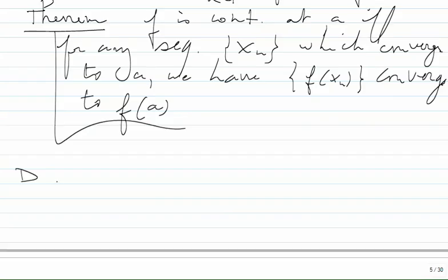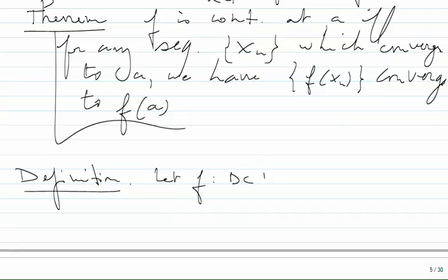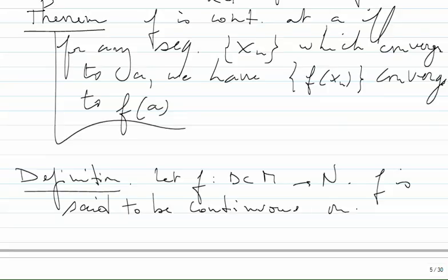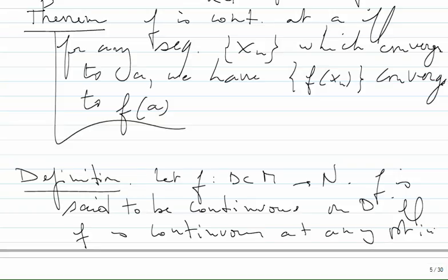We have a new definition. Let f go from D inside M into N. f is said to be continuous on D if and only if f is continuous at any point in D. So this way we have a global definition, because the original definition of continuity is local at a certain point, and now we have a global definition of continuity on the entire set.